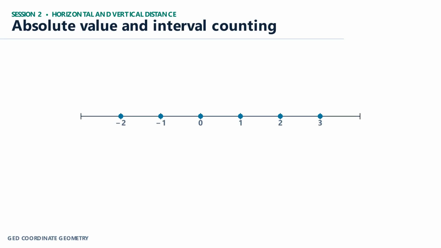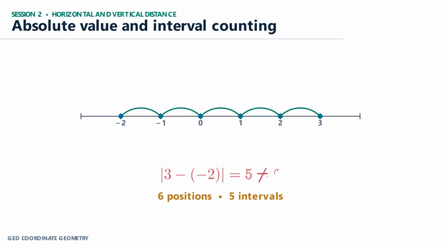Distance is never negative, which is why absolute value matters. Reversing the endpoint order may produce -9 inside the bars, but its absolute value is still 9. Also, count intervals, not grid lines. From x equals -2 to x equals 3, the positions are -2, -1, 0, 1, 2, and 3. 6 grid lines, but only 5 unit intervals. Subtraction counts the intervals automatically.